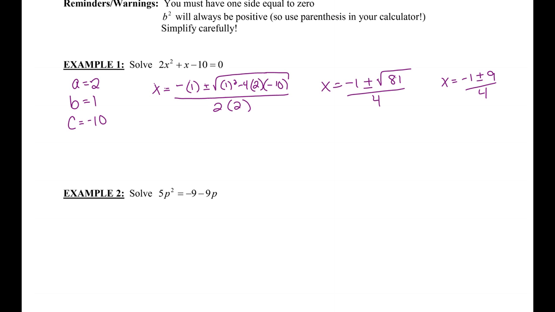And since there's no radical, I can now break this up into two equations. x equals negative 1 plus 9 over 4, and x equals negative 1 minus 9 over 4. So the first one's going to simplify to 2. The second one's going to simplify to negative 10 over 4, which simplifies to negative 5 over 2.